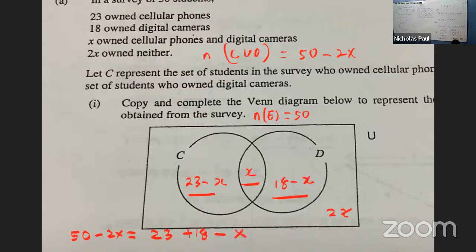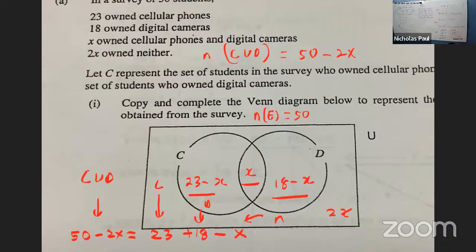Do you agree that this is the union? You agree that this is C? You agree that this is D? And you agree that this is the intersection? You agree on everything?